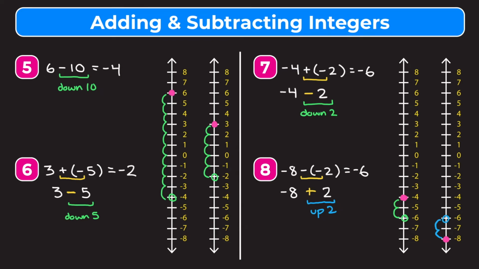So just a quick refresher on the plus minus and minus minus. If you have a plus minus, it turns to minus. If you have a minus minus, it turns to plus. So we're going to go through some more examples where we can't use a number line because the numbers are going to be too big.